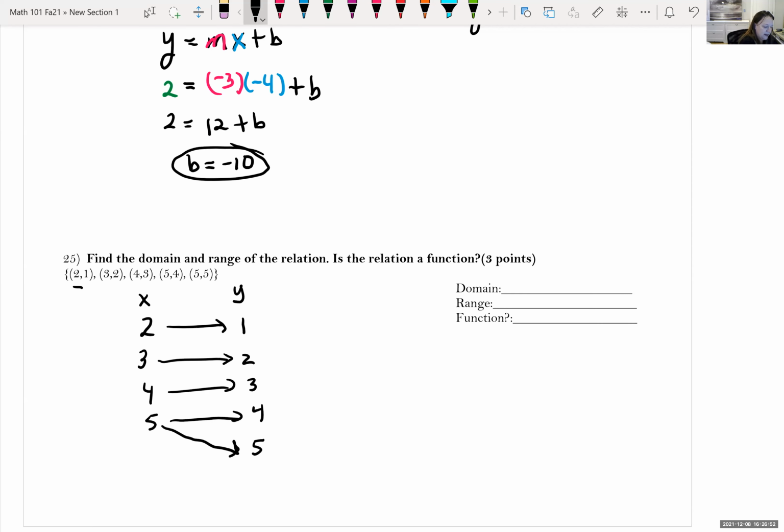So our domain is 2, 3, 4, and 5. The range are the y values 1, 2, 3, 4, and 5. And notice that we have one input that gives us more than one output. And so since 5 goes to 4 and 5, this is not a function.